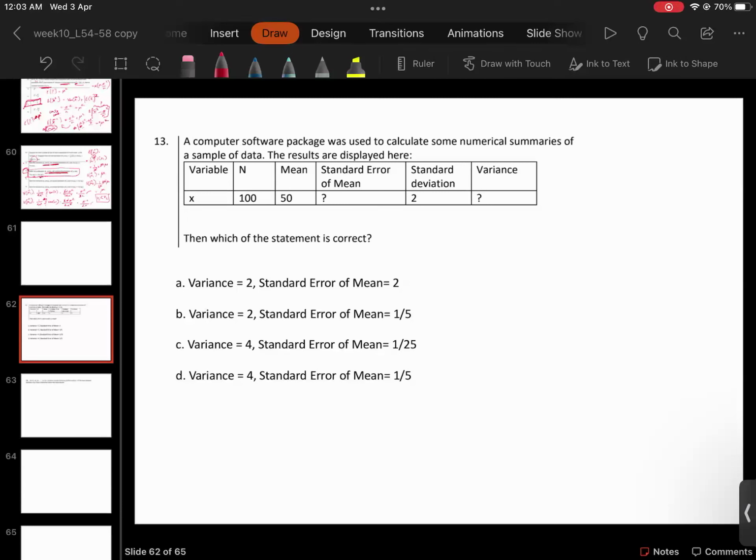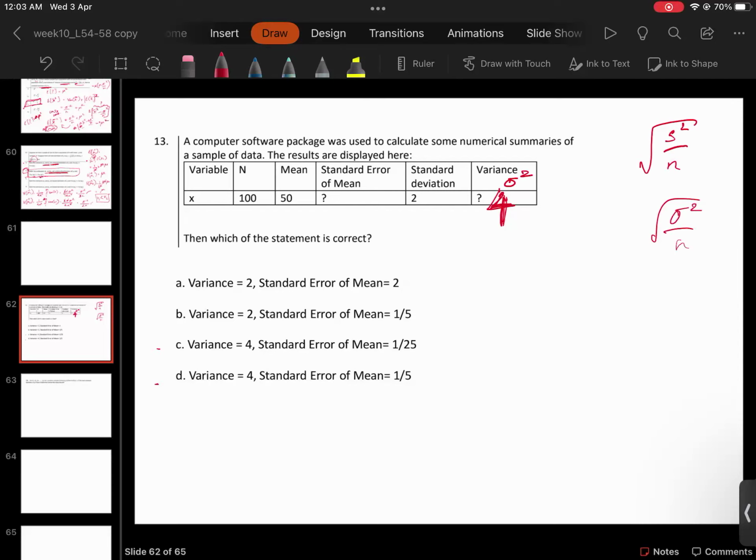So we have this. A computer software package was used to calculate some numerical summaries of the data. The results are displayed. Variable is x, n is 100, mean is 50, standard deviation is 2. So variance is basically standard deviation squared, so variance is 4, 2 square is equal to 4. So it could be option C or D. Now standard error. So what is standard error? It's square root of s square by n, or square root of sigma square by n.